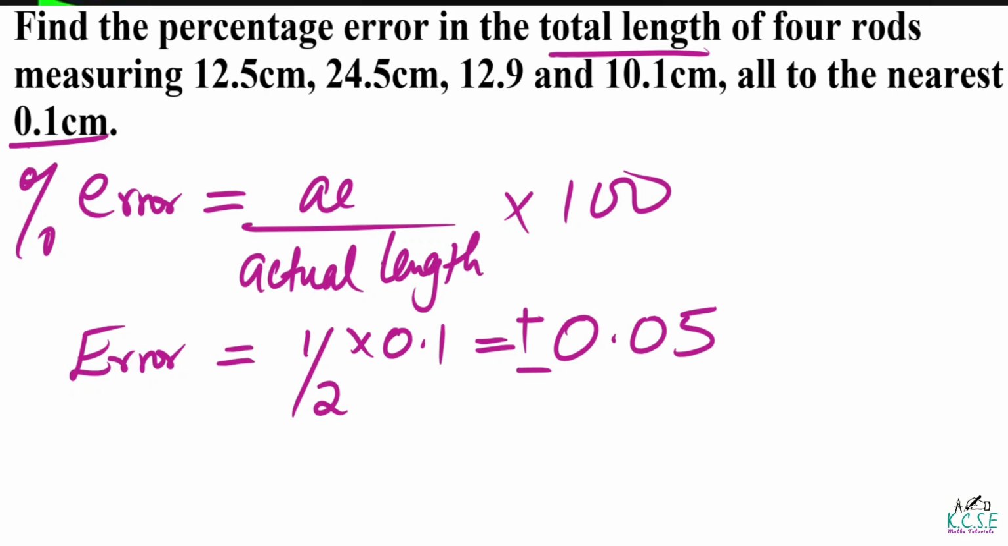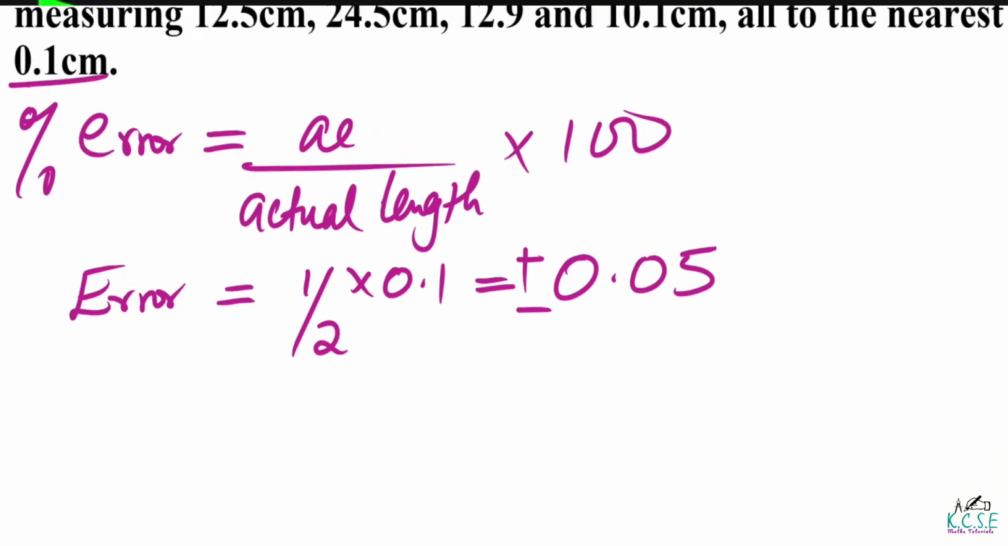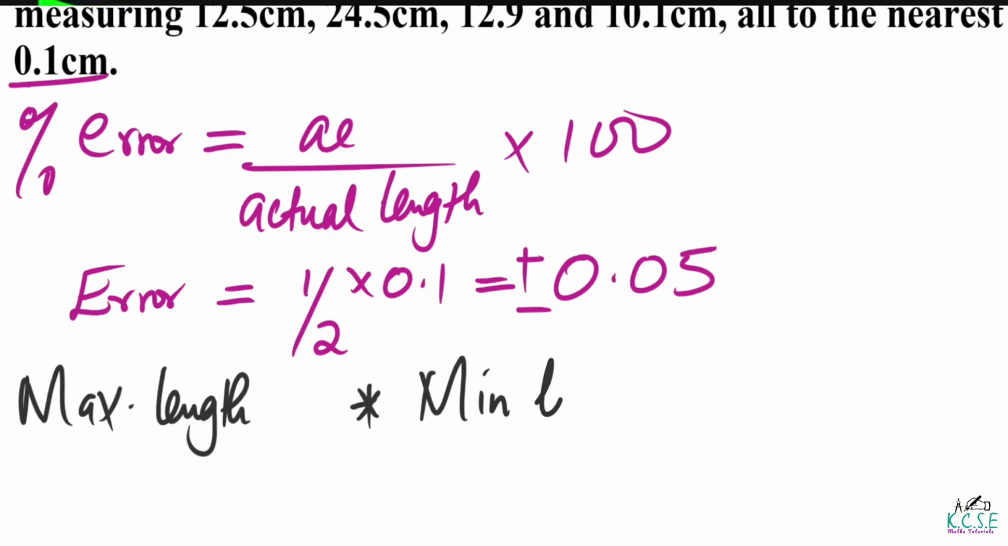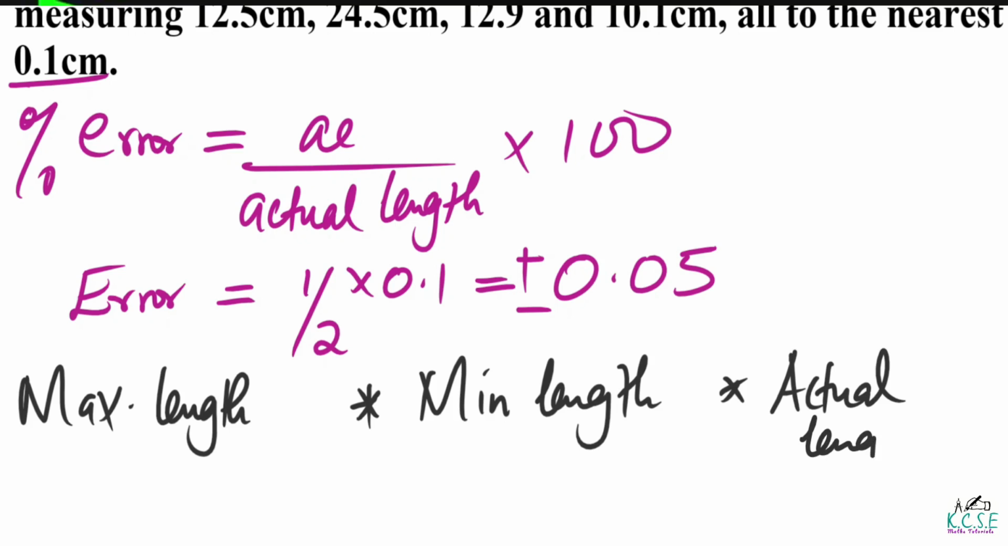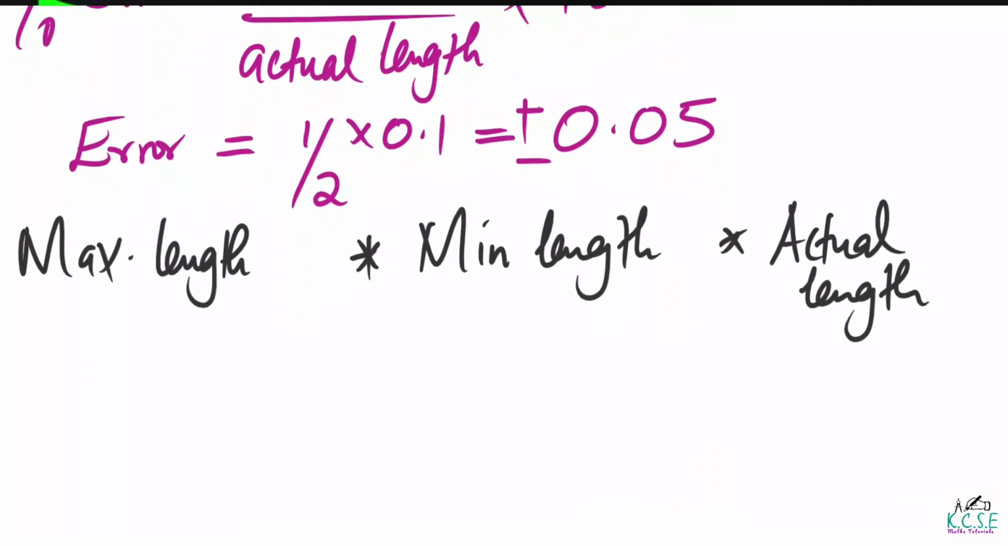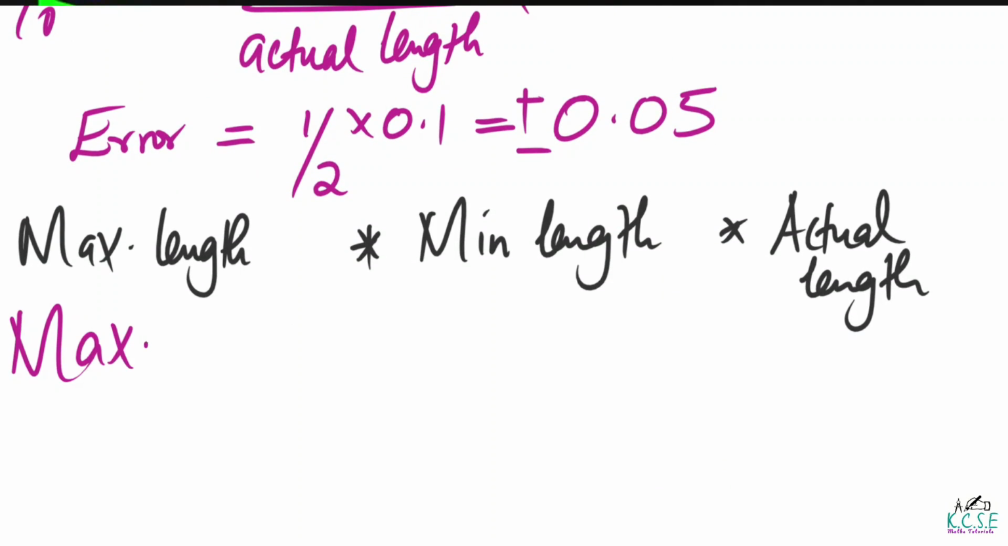Let's get started by getting what we need in this question. We need 3 important things to solve this. Number 1, the maximum length. Then we also need the minimum length, and lastly we need the actual length. So those are the 3 things that we need. Let's begin with the maximum length of all these rods.